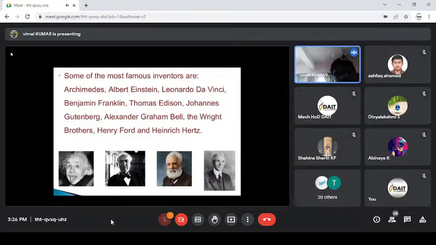Some of the most famous inventors, who are all the inventors, we are going to discuss. These inventors are Archimedes, Albert Einstein, Leonardo da Vinci, Benjamin Franklin, Thomas Edison, Johannes Gutenberg, Alexander Graham Bell, the Wright brothers, Henry Ford. I think you might have heard all these names, and all the famous personalities I have given you with the figures. Okay, their photos are to be recollected on this Science Day, where science plays a vital role.